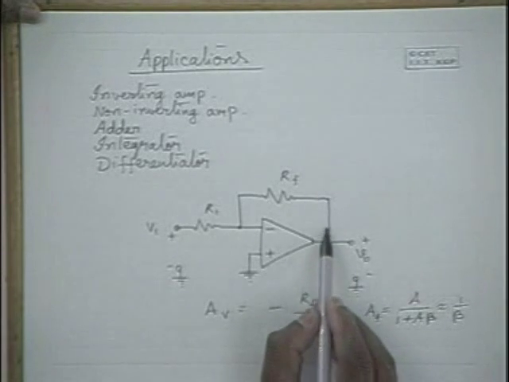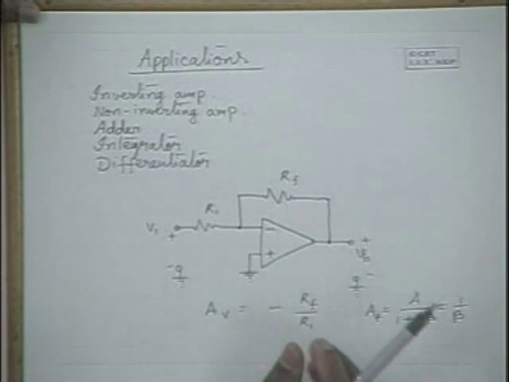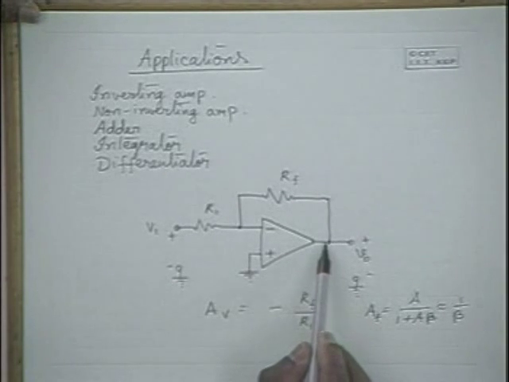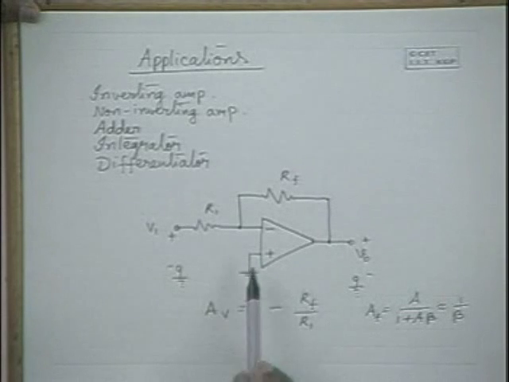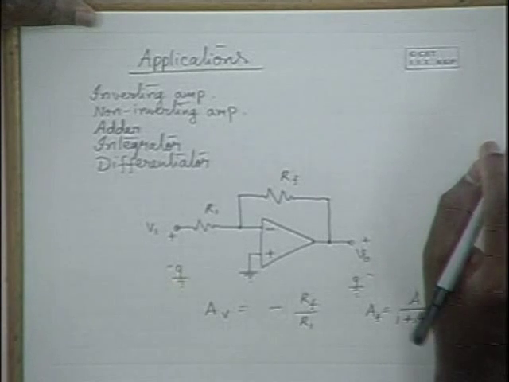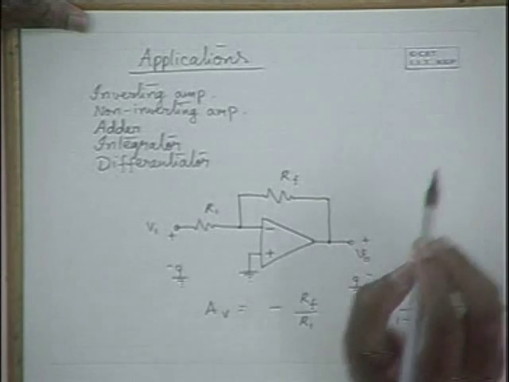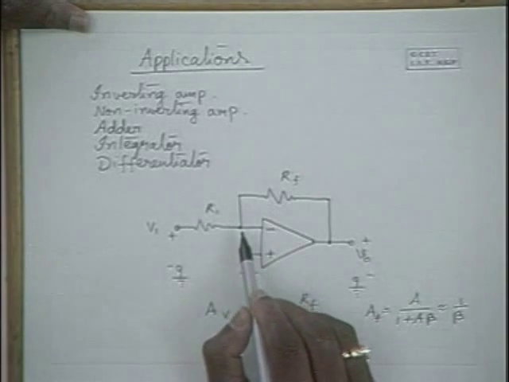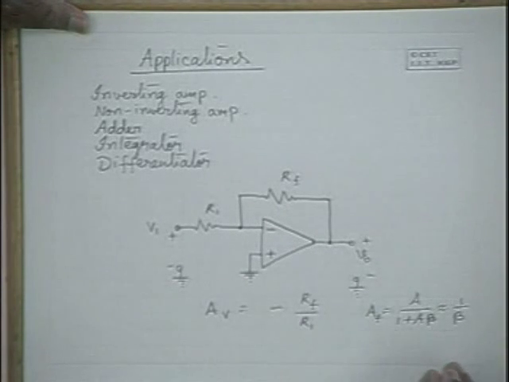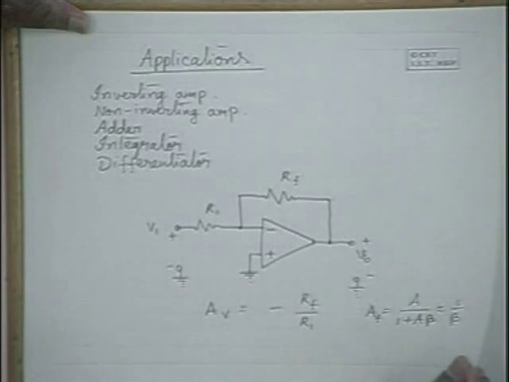Please note that the feedback is through RF to the input side, and it is to the negative terminal, therefore it is a negative feedback amplifier. If you want positive feedback, this has to be given to the non-inverting terminal, and there is no reason why we use positive feedback here, because we want stable amplification in many applications. Hence we always give feedback to the inverting terminal, and what we get is a negative feedback amplifier.